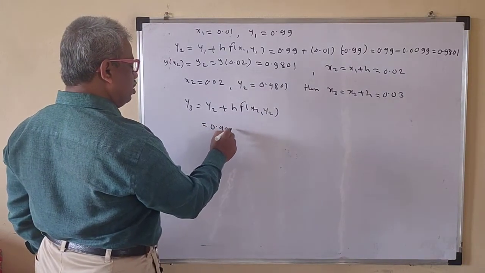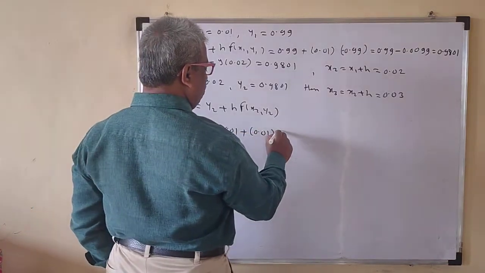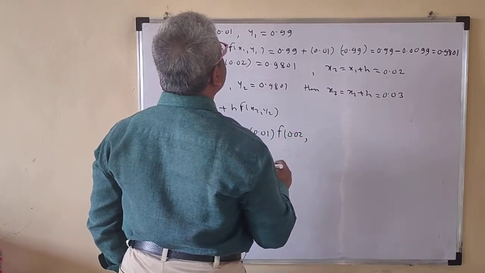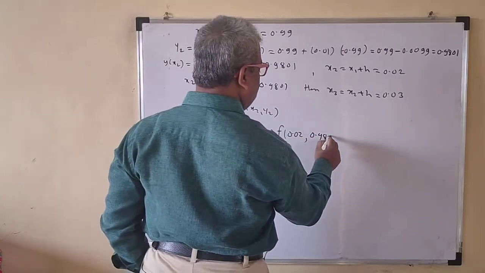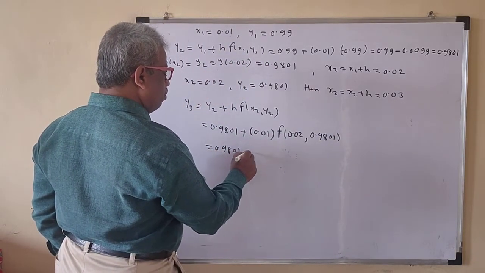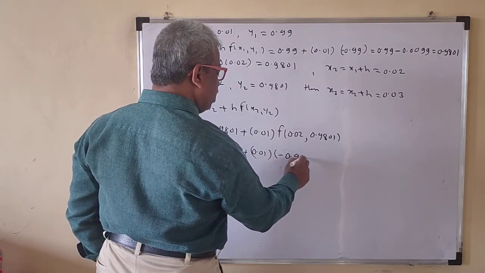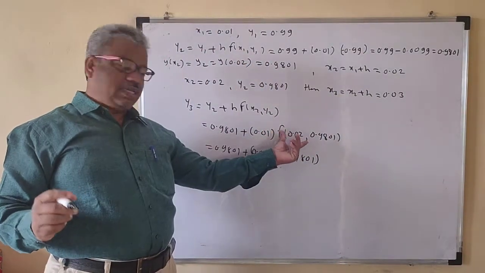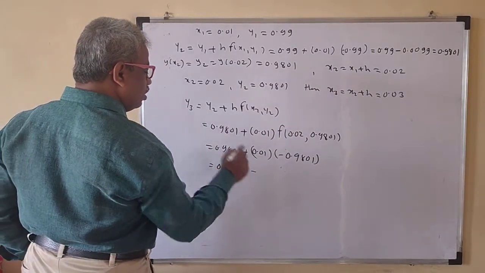What is your y2? It is 0.9801 plus h, which is 0.01, times f of x2, y2. Your y2 is 0.9801. So this is 0.9801 plus 0.01 times minus 0.9801, because your f of x, y is minus y. So minus y is independent of x now.